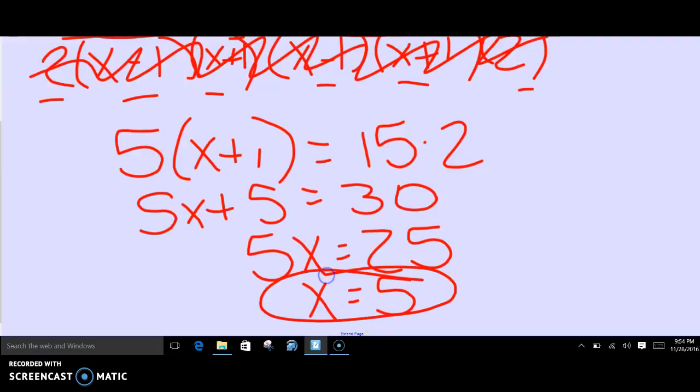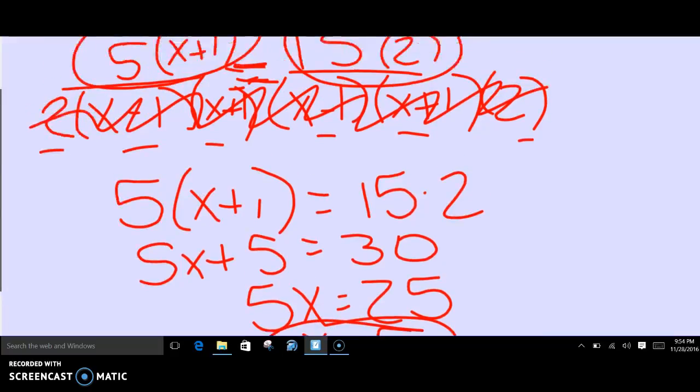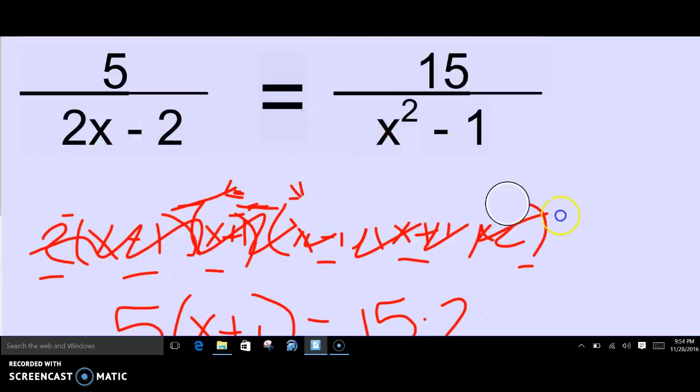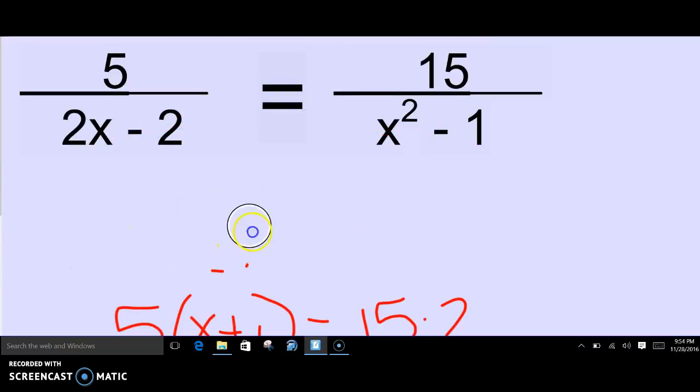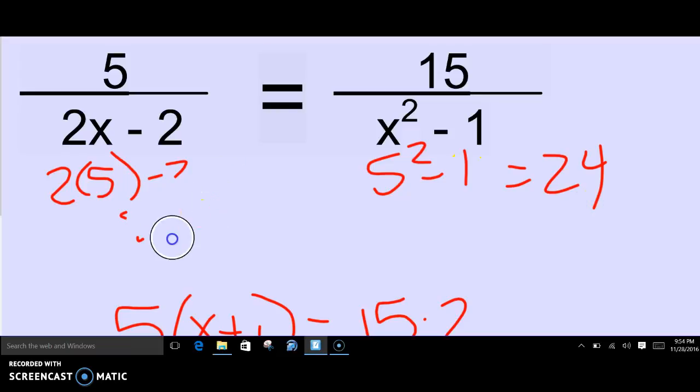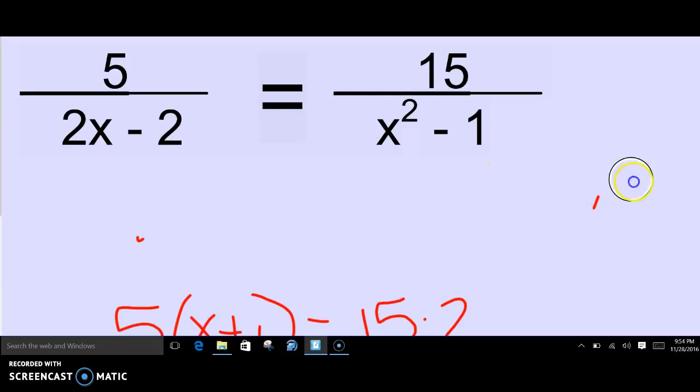Now, go plug that back in and make sure that it works. Let's plug it back into here. Remember, we got x is equal to 5. So 2 times 5 minus 2, that's just 8, so that's good. And then 5 squared minus 1 is 24, so that's good. Works out well. If you were in the group that likes to cross multiply, this is okay. You can do it.